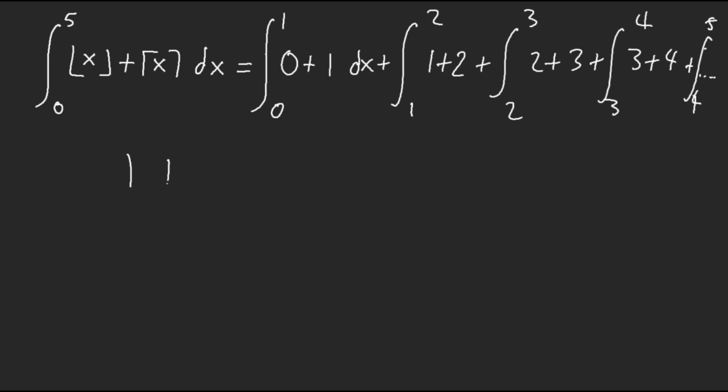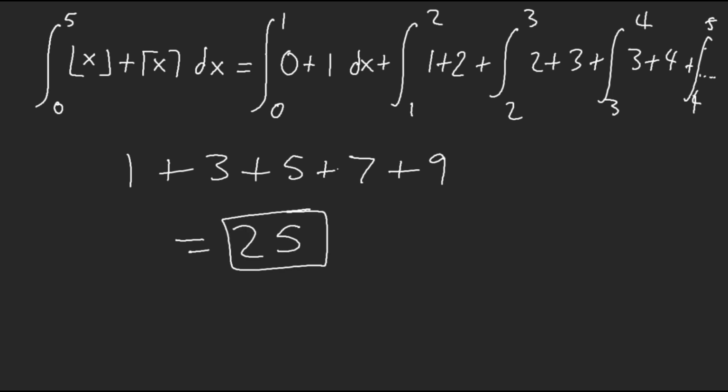This is 1, this is 3. Let's see, 2 minus 1. Each interval of the bounds is just 1, right? 3 minus 2 is 1, 4 minus 3 is 1, 5 minus 4 is 1. So all we have is just 1 plus 3 plus 5 plus 7, and then our last one is 9. And so this whole sum is equal to 25. So our answer for this integral is 25. Again, this is how we manually integrate piecewise functions because they're piecewise functions, right? You have to split up the bounds.